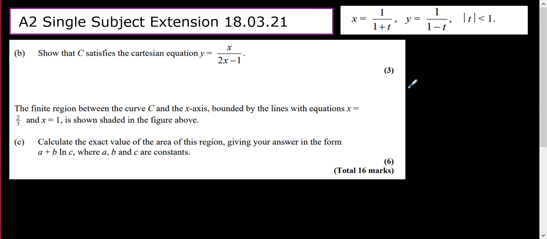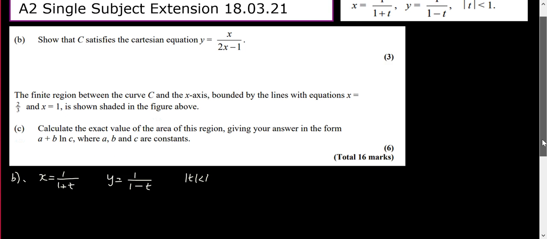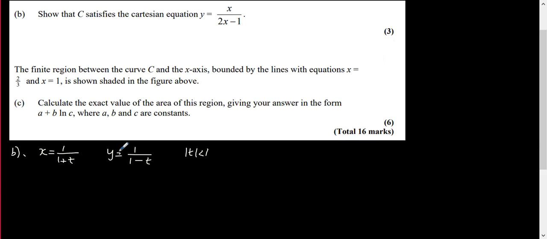So there is a part B and a part C to this question. Part B, we're asked to show that C satisfies this Cartesian equation. So we need to use our x equals 1 over 1 plus t and y equals 1 over 1 minus t, where t is between minus 1 and 1. And what we're looking to do is to rearrange these, put them together simultaneously and get this equation. Now the most effective way to do that is to rearrange your x equation and substitute into your y equation, because then you're going to get y equals something to do with x.